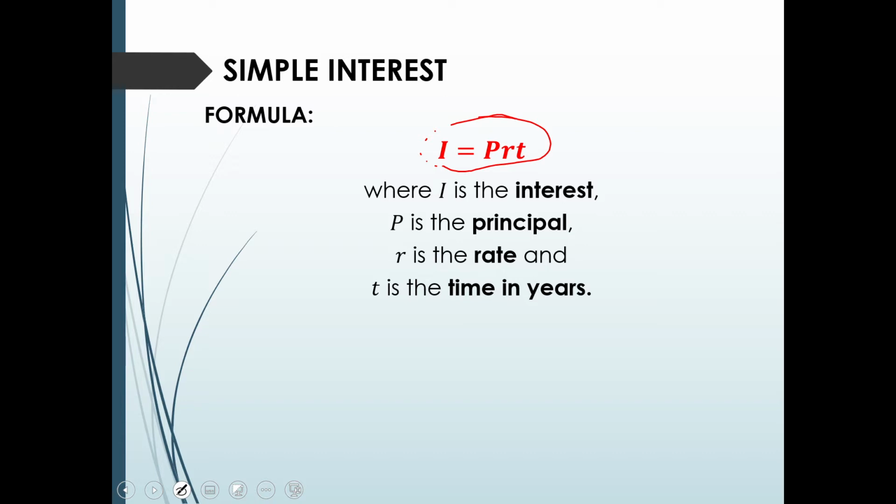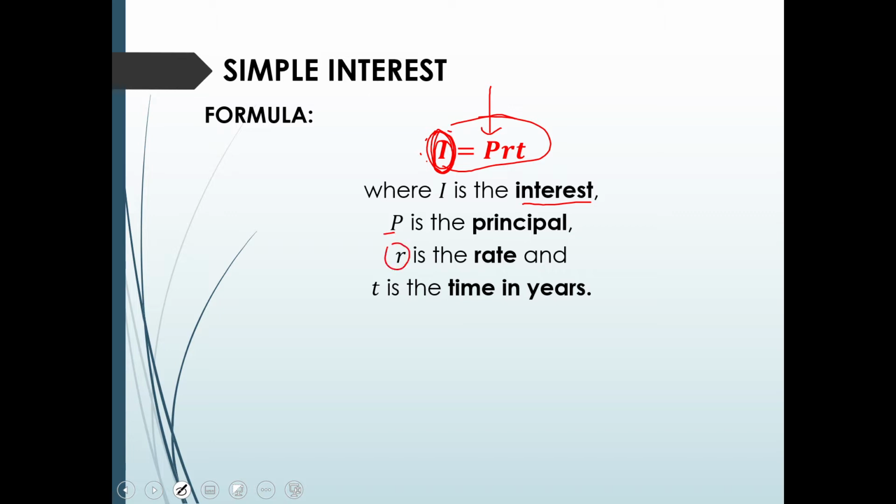Now, I is the interest, because you put your money in the bank, so you will get something from it. That will be your I, interest. Your P is the principal amount, which is the money you have in the beginning, or the money you are going to invest or deposit in the bank, or the money which you will borrow from the bank. That will be your P.